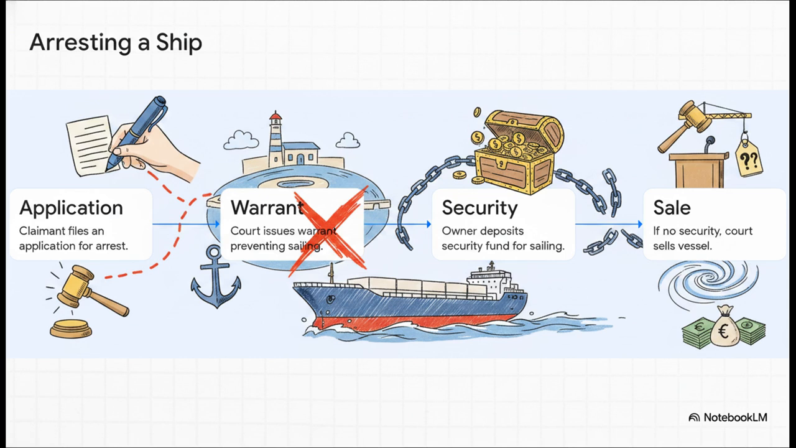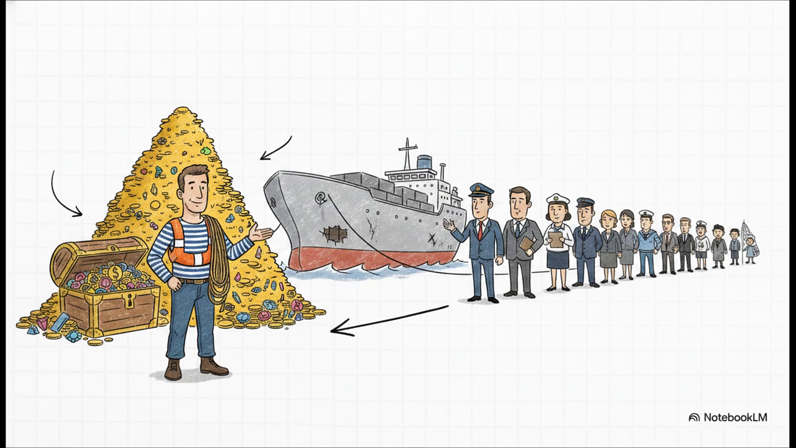Now, in Step 3, the owner faces a serious choice. They have to deposit an adequate security fund or a bank guarantee to cover the claims. If they cough up the security, the ship is allowed to sail. But Step 4 is the hammer. If they fail to put up that security, the court will absolutely sell the vessel at auction to realize the funds and pay off those claims. No exceptions.